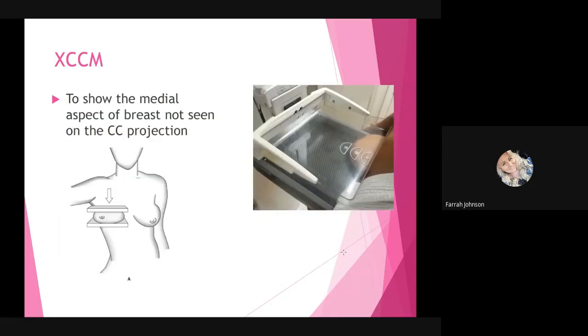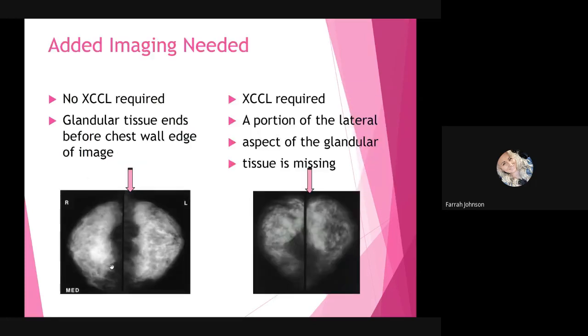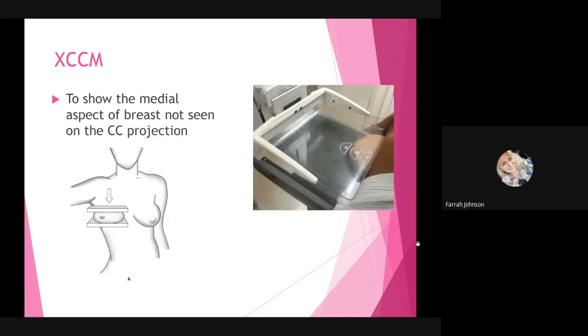Then we have what's called an XCCM, or exaggerated craniocaudal medial. So this is going to be used to show the medial aspect of the breast not seen on the CC projection. So similar to what we were just talking about, for example, the medial aspect of this breast you can see just fine, so you wouldn't need that projection. However, if it looked like this on the medial side of the breast, that is when that XCCM projection would be indicated because you're clipping that medial glandular tissue.